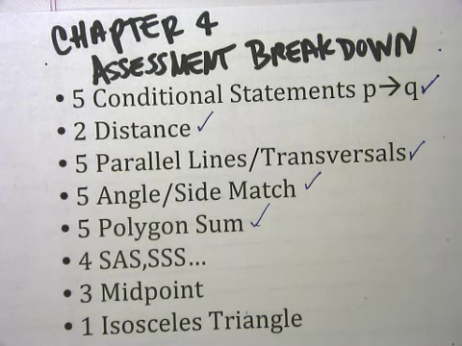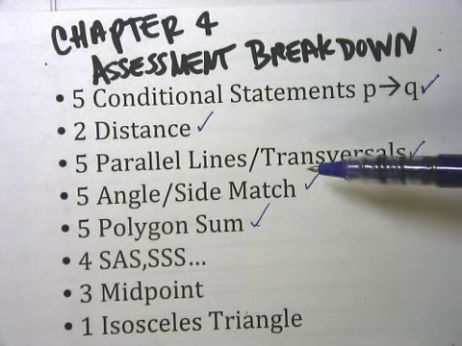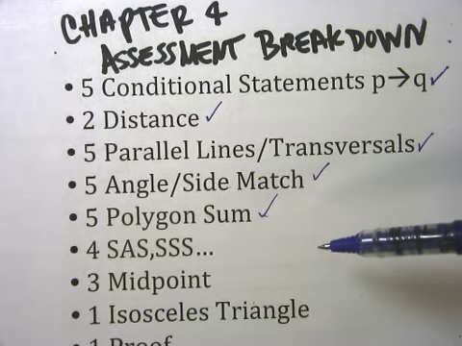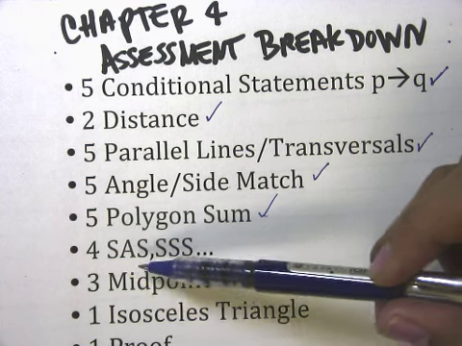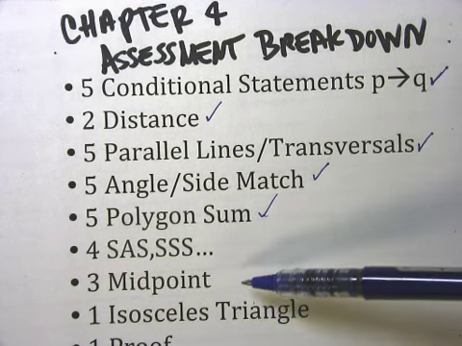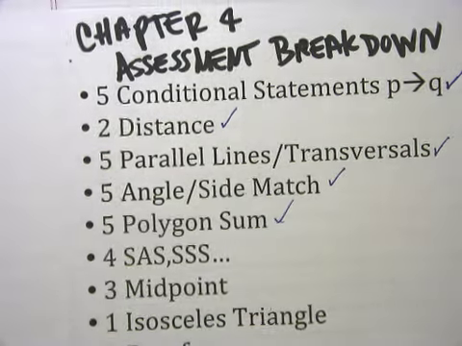Alright guys, so we're on the chapter 4 assessment breakdown, and we've already discussed conditional statements, distance questions, parallel lines, transversals, angle side match questions, and polygon sum questions. Now let's talk about the side angle side, side side side, or other theorems that prove congruency between two triangles. And if you notice, we had 4 of those questions on the assessment.